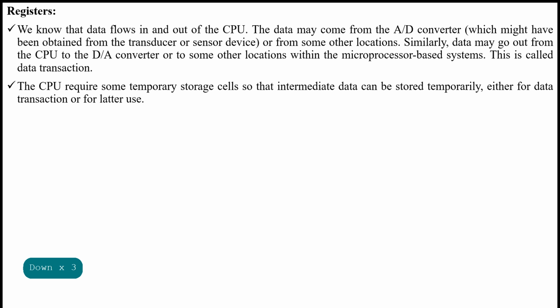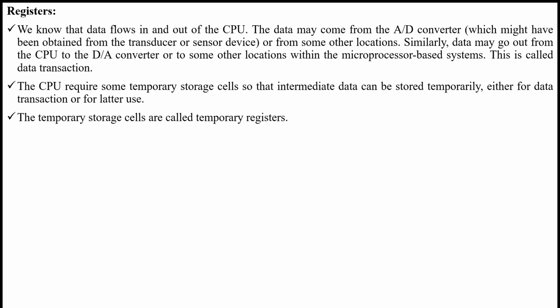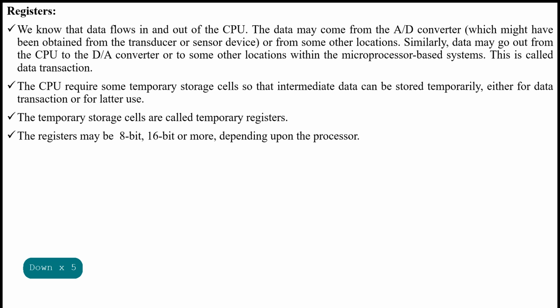Okay? The CPU requires some temporary storage cells so that intermediate data can be stored temporarily, either for data transaction or for later use. These temporary storage cells are called temporary registers. Registers are nothing but temporary storage locations. Okay? The register may be 8-bit or 16-bit or more, depending upon the processor.